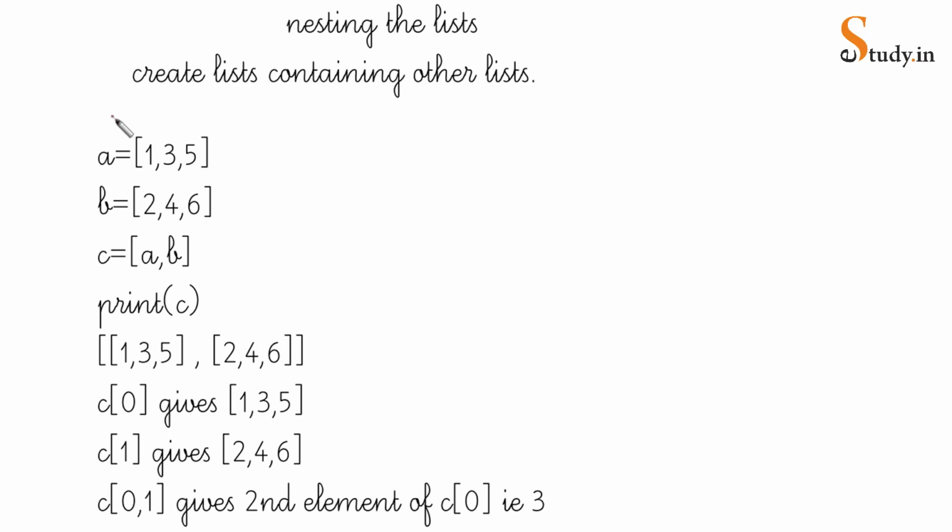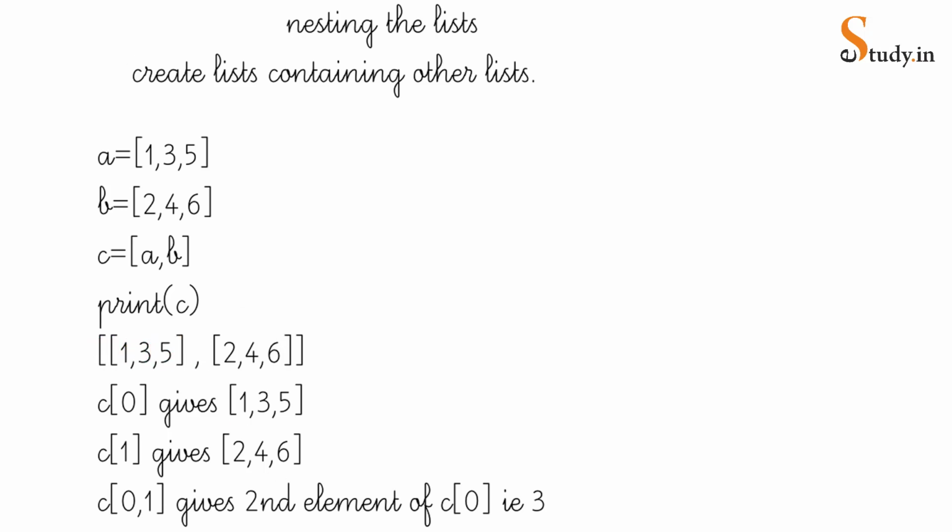Here we have this list A of 3 elements 1, 3, 5, and we have another list B of 3 elements, positive even numbers 2, 4, 6. So we've created a third list C, in which we've written A comma B. When you write like this, what are the elements of this new list? It is firstly this A list, that means 1, 3, 5 and 2, 4, 6. So when you write C0, this entire first list is C0.